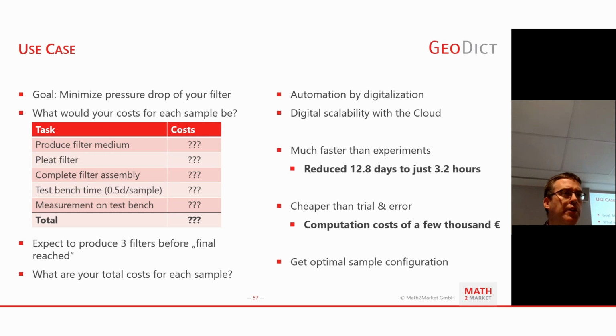To produce the filter medium, to pleat the filter, to complete the assembly, to book the test bench, having the time on that, to make the measurements, and then resulting in you needing to do that again. And so expect to produce three filters before some sort of final is reached. What are your costs for this procedure for this sample?